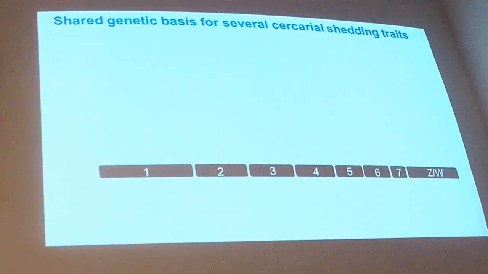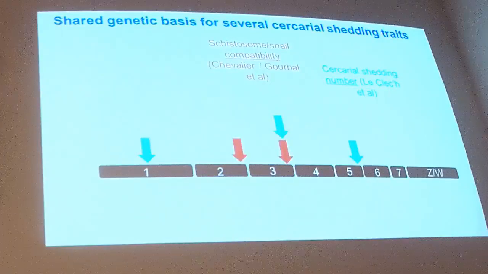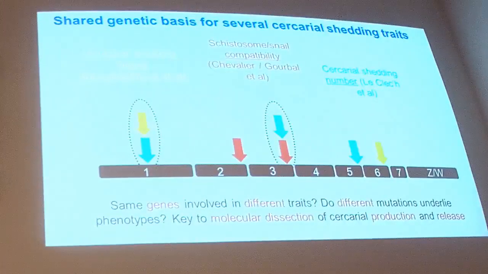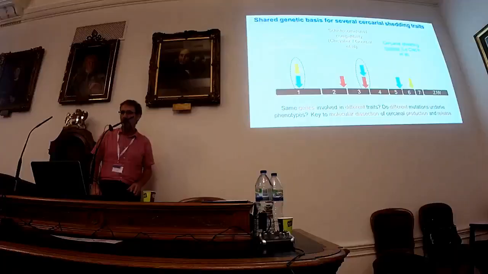So we've got three traits now. We can now actually do a sort of map of these QTLs. We look at compatibility, two major loci. We look at cercarial shedding. We hit the same region of chromosome 3. I strongly suspect it'll be the same locus. We look at chronobiology. We hit the same region of chromosome 1 and an additional region on chromosome 6. So we've got sort of key genes that are linked in several traits. And in future work, I hope we will home in and identify precisely what genes and mutations are involved.